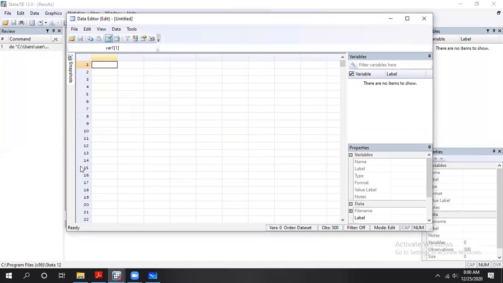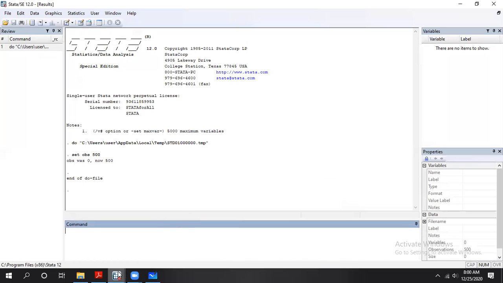But we don't have the data yet. The data we want to generate is still blank. We want to fill the 500 observations with data, and the data we generate randomly.